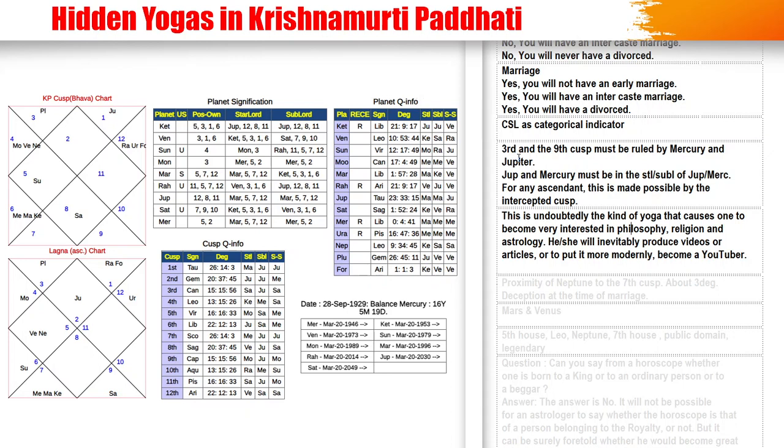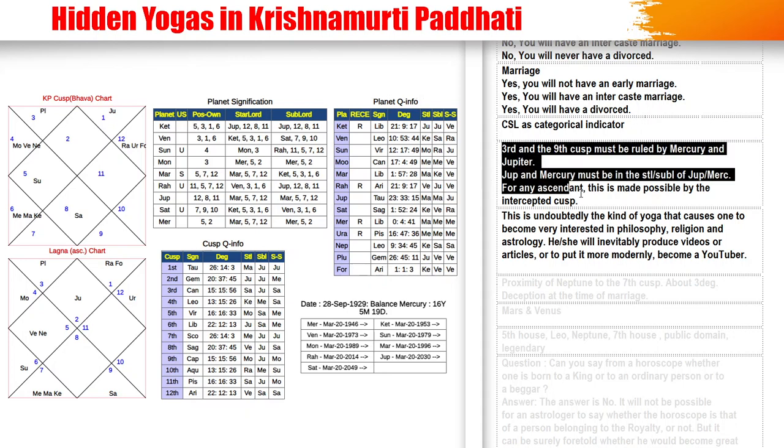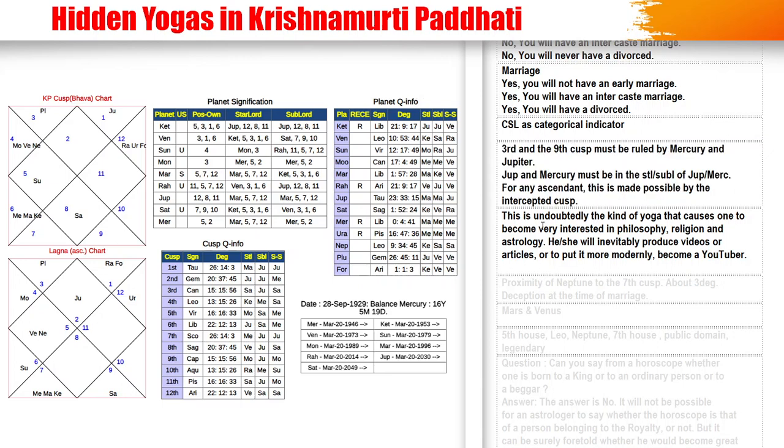So I told him that the presence of this particular rule is almost a certain guarantee that a person will be very much interested in philosophy, religion, and even astrology. And this person will find a place in the public domain, maybe as a writer, or maybe by becoming very active on a social media platform like YouTube.